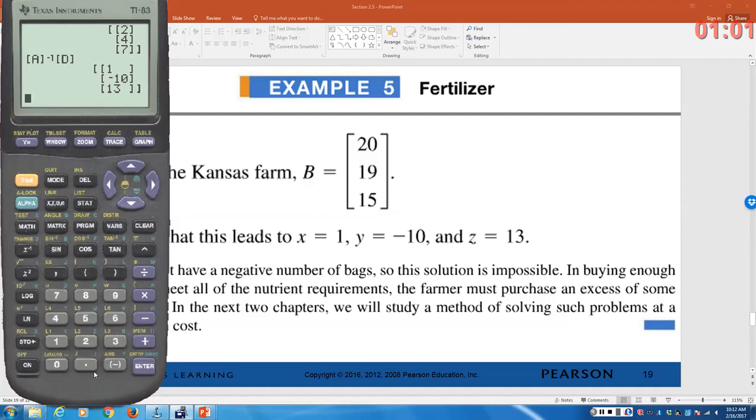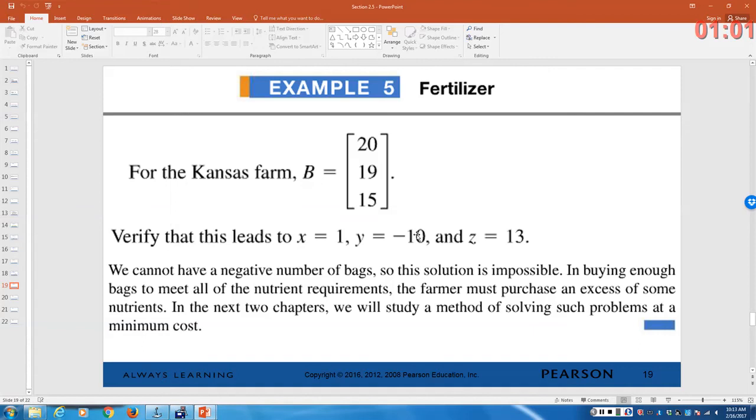Okay? So that means there is a solution for this, but the problem with getting this solution with -10 in it, basically the farmer's gonna have to purchase an excess of some of the nutrients to get what he actually needs. So he's gonna have to buy more of one particular kind of fertilizer than he needs and just not use it all, is what it comes down to. He's gonna have to buy more of the, which one is it? Big Grow than he needs. He's not gonna use what he buys.